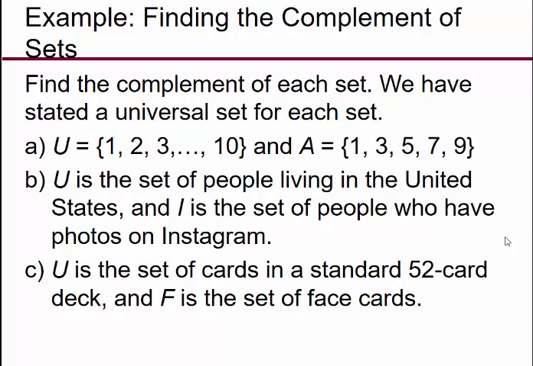So, finding the complement of sets. Find the complement of each set. We have stated a universal set for each set. For A, the universal set is the numbers 1 through 10, and set A contains 1, 3, 5, 7, and 9.